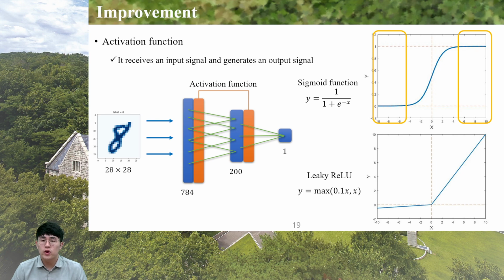A linear function with a fixed slope can be used to address this problem. As the graph shows, the vanishing gradient problem can be solved with a constant slope.